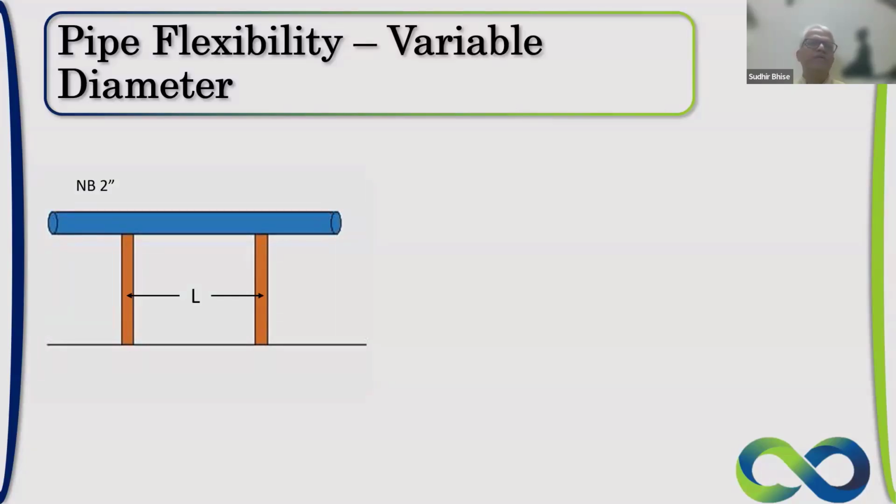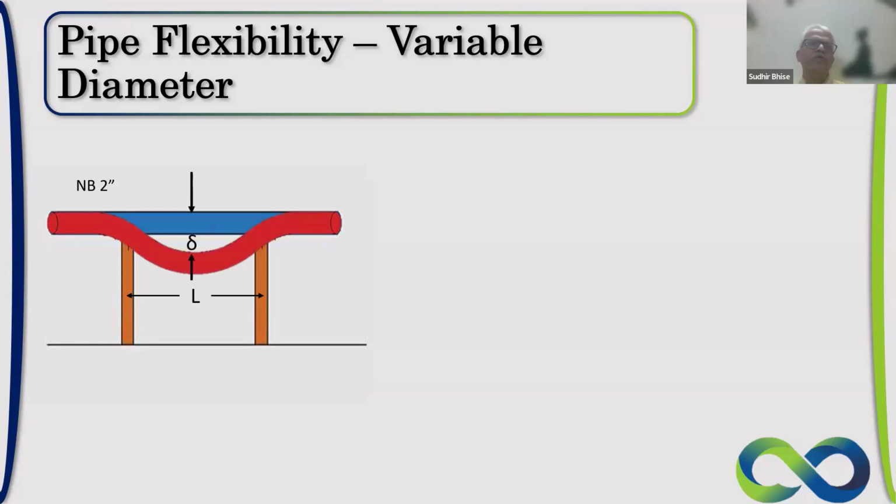So let us take one pipe which is of nominal bore 2 inch, and it is placed on two supports which are at a distance L. Now, once we are placing that pipe on two supports, naturally the gravity is going to act on it and the pipe is going to sag. So with the next click, you will see how the pipe is going to sag. And this sagging will be some amount, say delta.